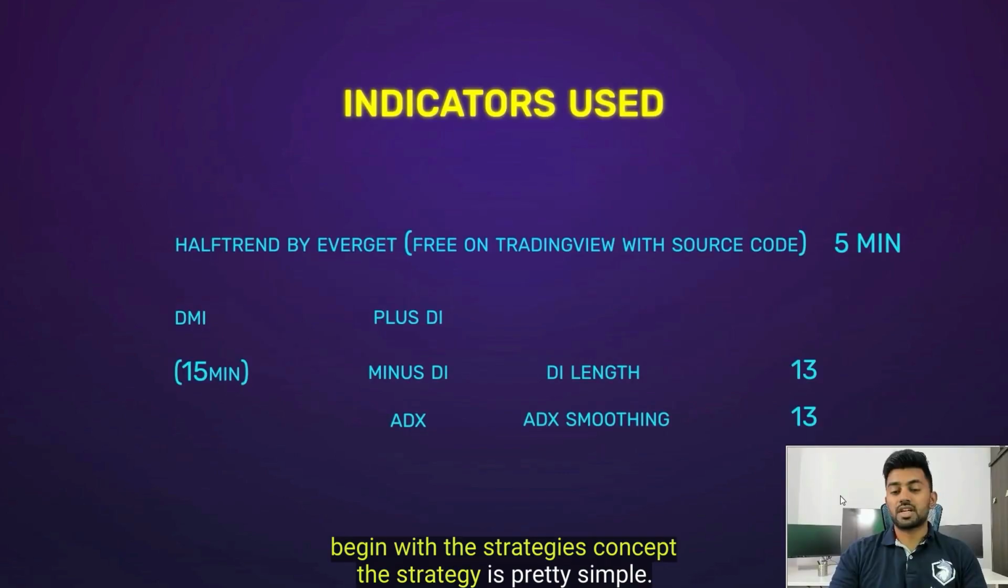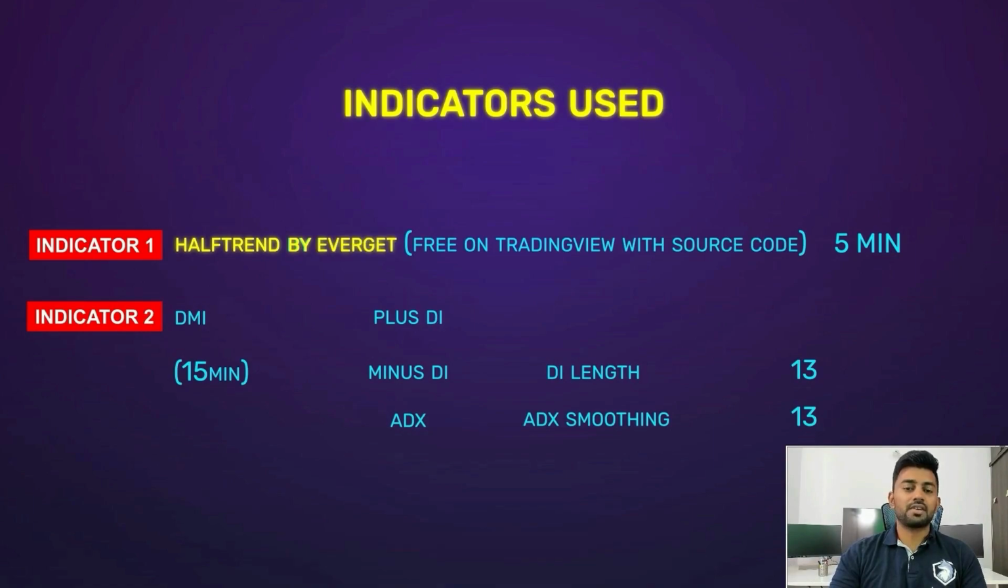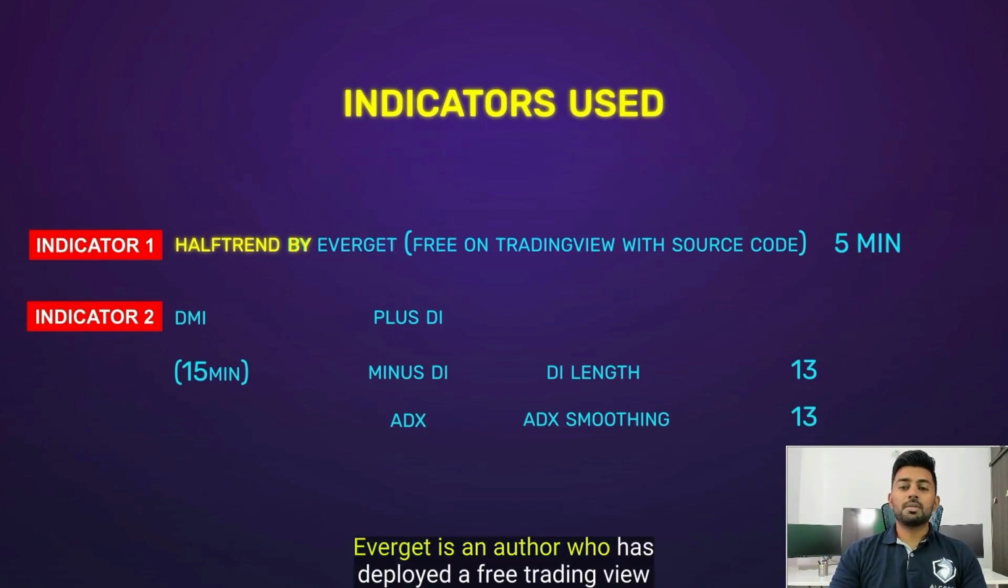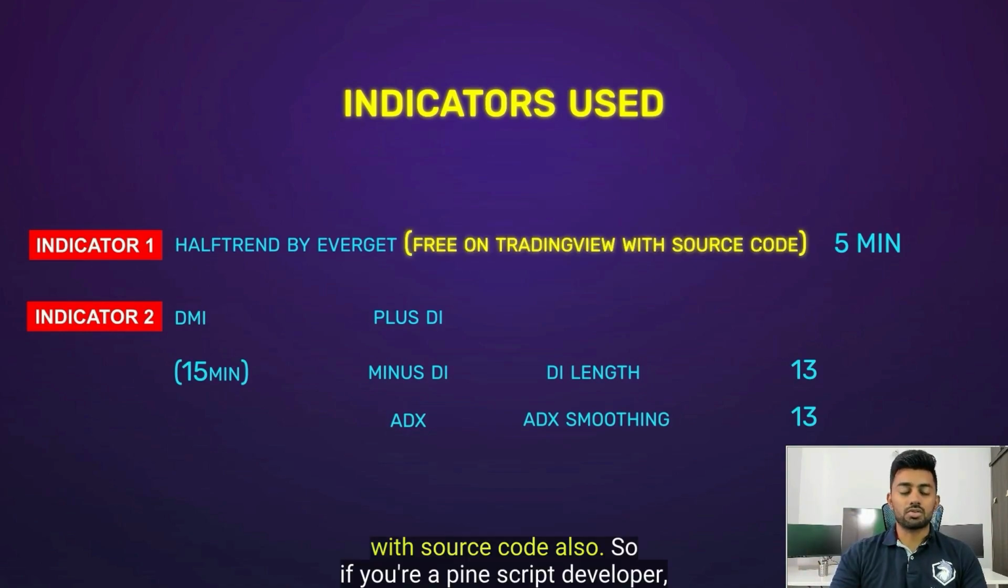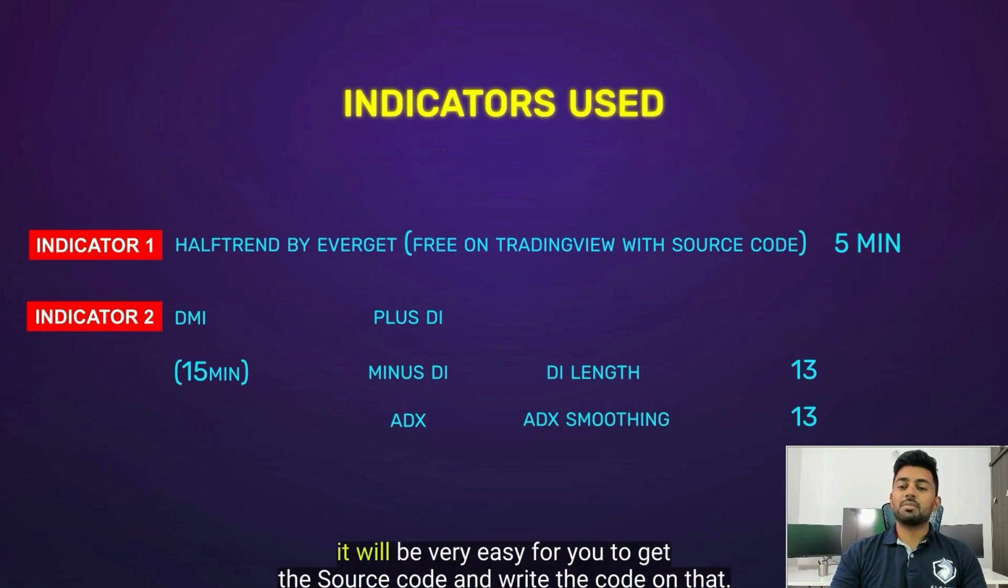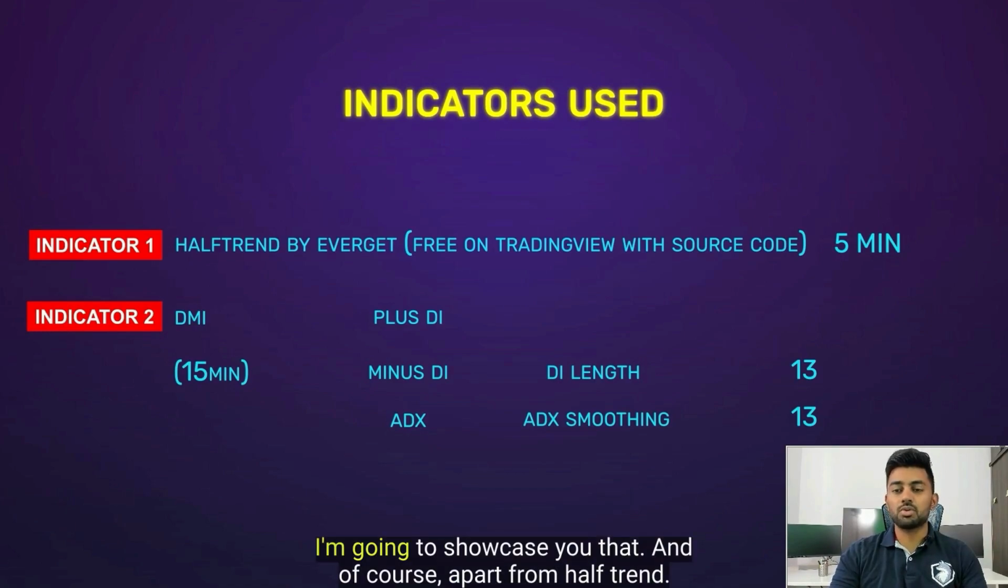So to begin with, the strategy is pretty simple. The creator of the strategy from the Booming Bulls channel uses Halftrend by Everget. Everget is an author who has deployed a free TradingView indicator called Halftrend, and he has given it out with source code also. So if you're a PineScript developer, it will be very easy for you to get the source code and write the code on that. I've already done that, and as we go ahead in this video, I'm going to showcase that.